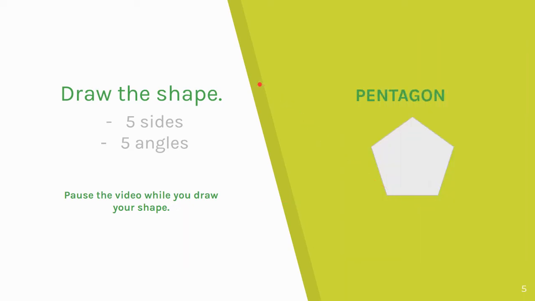Did you draw a pentagon? A pentagon has 5 sides. 1, 2, 3, 4, 5. Did you know that there is a building in Washington, D.C. that's called the Pentagon? And do you know how many sides it has? You got it, 5. So maybe that'll help you to remember. A pentagon has 5 sides.